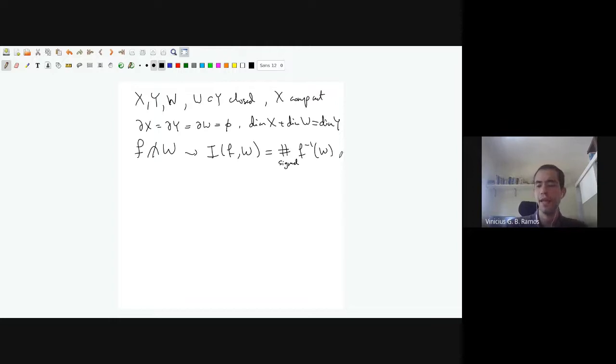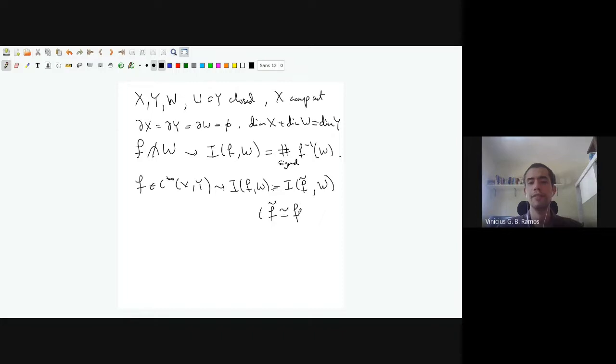Okay? And then at the end of the class, we said that even if f does not intersect W transversely, so for any smooth function f, we can still define the intersection number by just looking at a perturbation of f. I mean, actually anything that's homotopic, but in particular, you can take a perturbation. So that was our definition.